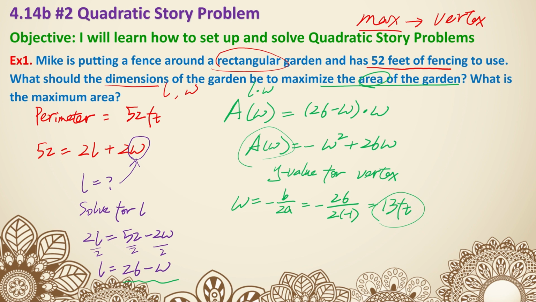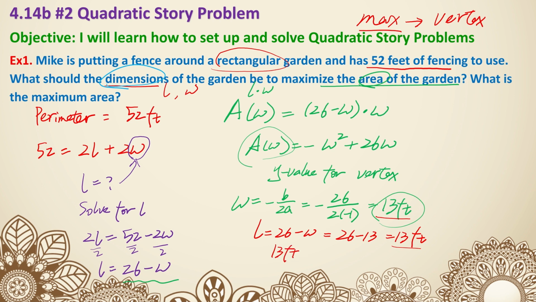So that is the x value, and in order to find the dimensions, I also need to find the length. The length is 26 minus w, which is 26 minus 13, which is 13 feet as well. So now you see, even though it says a rectangle, a square is also a rectangle. So in fact, the maximized area is going to be a square. Now I can find the area, I know it's a 13 by 13.